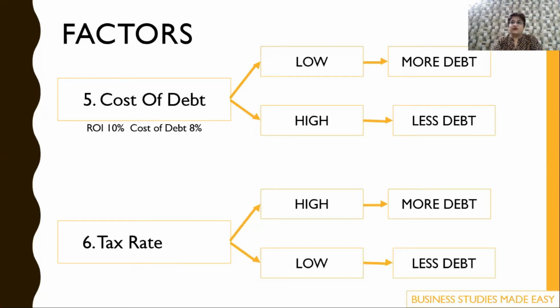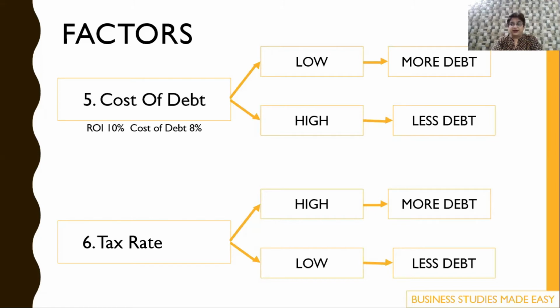Then come to the cost of debt. In this case, the cost of debt was 8% and the ROI was 10%. So if the cost of debt goes down even lower, if the cost of debt becomes 6%, then the difference between the ROI and the cost of debt becomes more. Then the equity shareholders gain more. So if the cost of debt is low, then the finance manager will go in for more debt. But if the cost of debt is high, then the finance manager will go in for less debt. Then come to the tax rate.